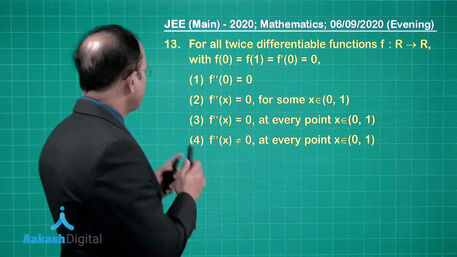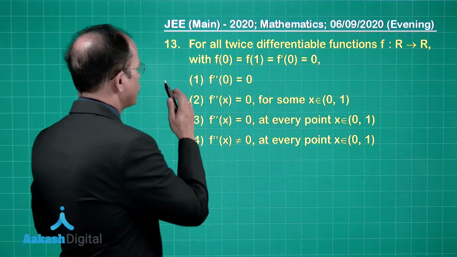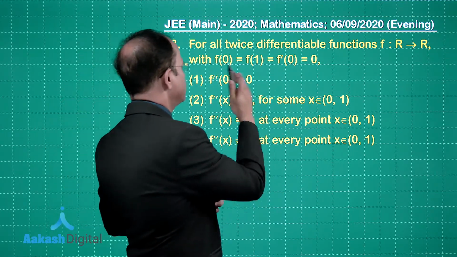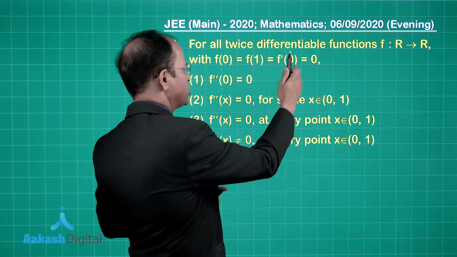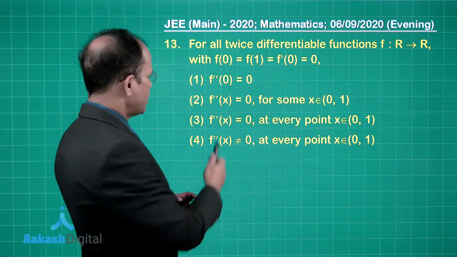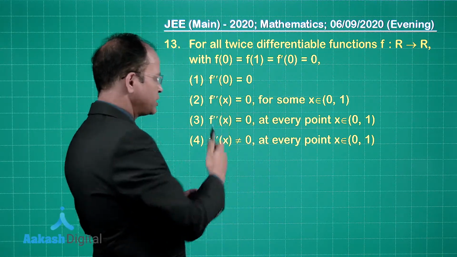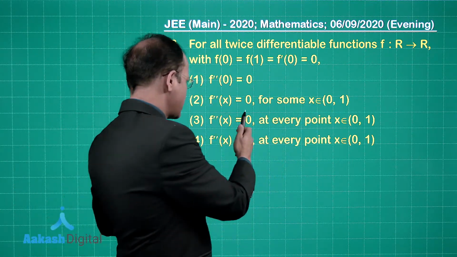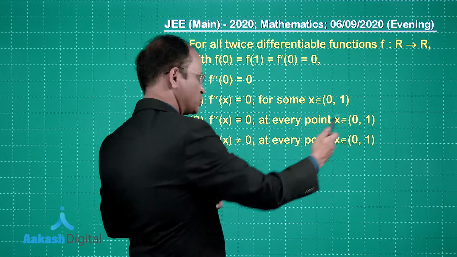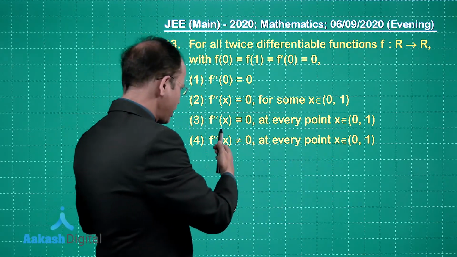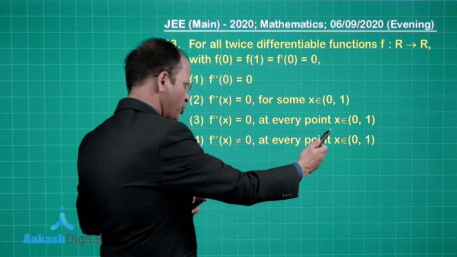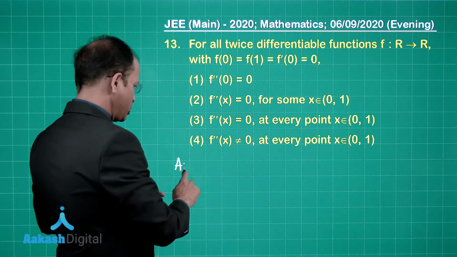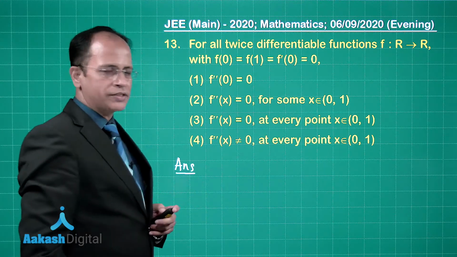Now friends, let's talk about question number 13. For all twice differentiable functions f from R to R with f(0) = f(1) = f'(0) = 0, we have f''(x) = 0 for some x belongs to (0, 1), f''(x) = 0 at every point x belongs to (0, 1), or f''(x) is not equal to 0 at every point x belongs to (0, 1). If you see here, the concept used will be Rolle's theorem in this case.